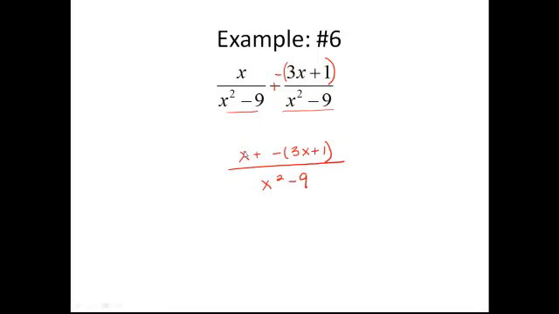Alright, now here is where we need to be careful. You have this negation of this whole group. So that negation, technically we have a -1 here that you need to distribute to everything. This negative is not just attached to the 3x. This negative is also subtracting the 1. So in this case, what you would have is x plus -1 times 3x, it's -3x, plus -1 times 1, it's -1, all over x squared minus 9. Do not forget to simplify.